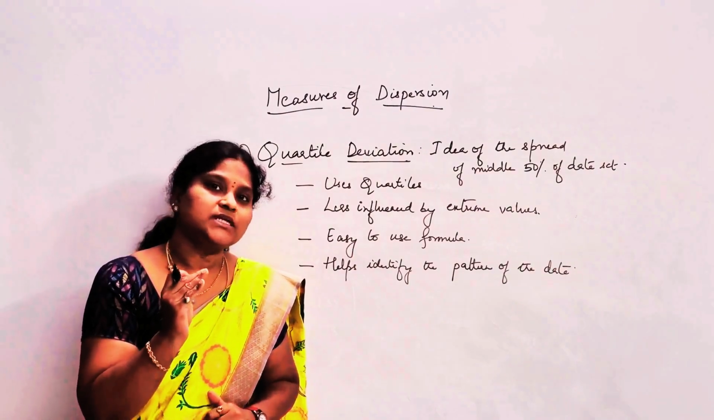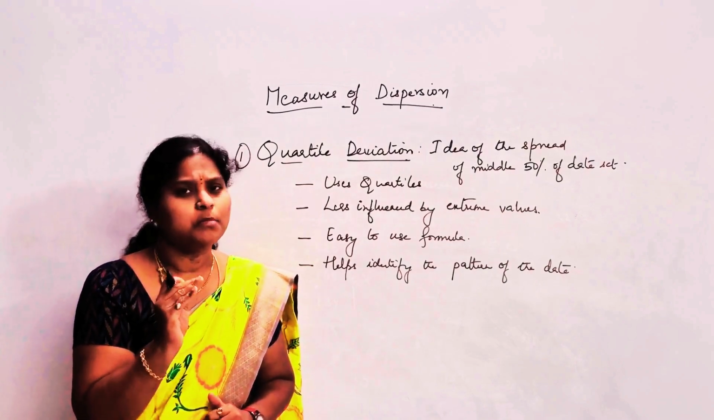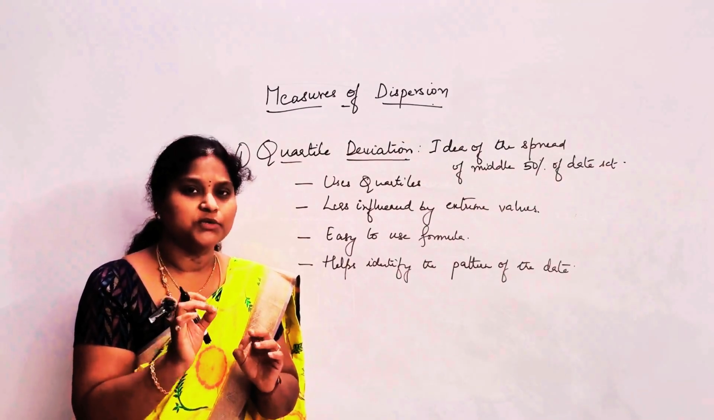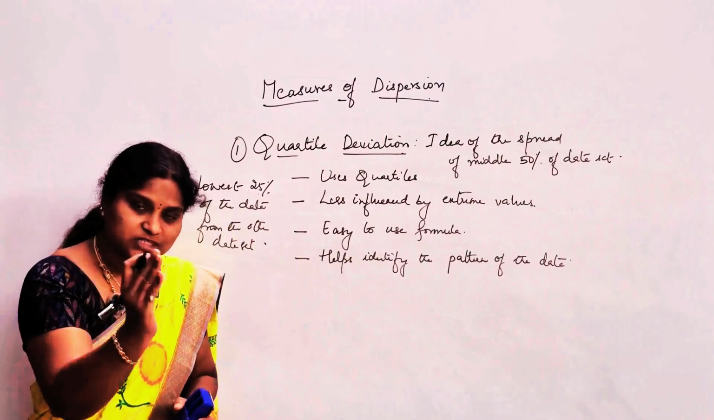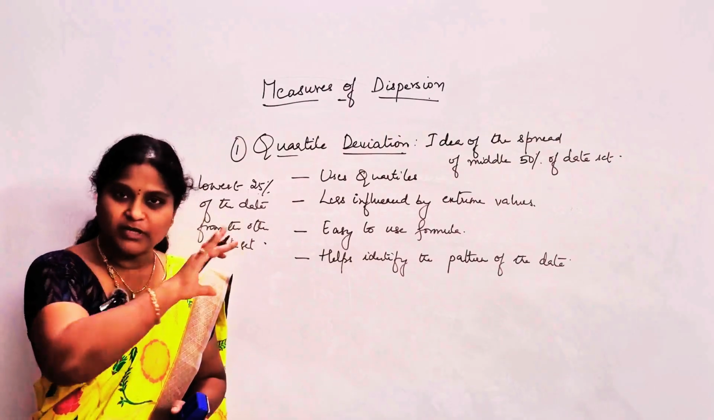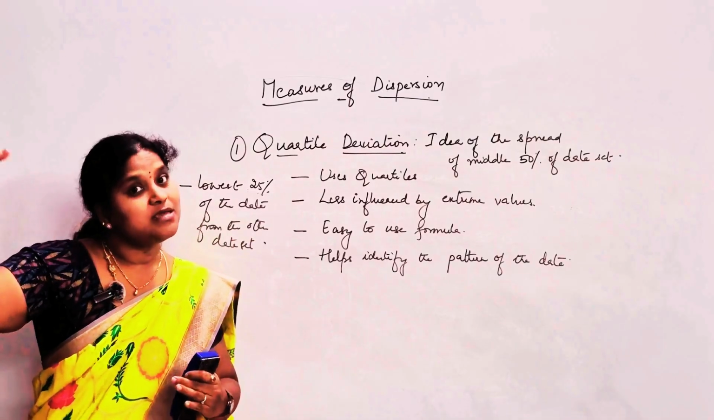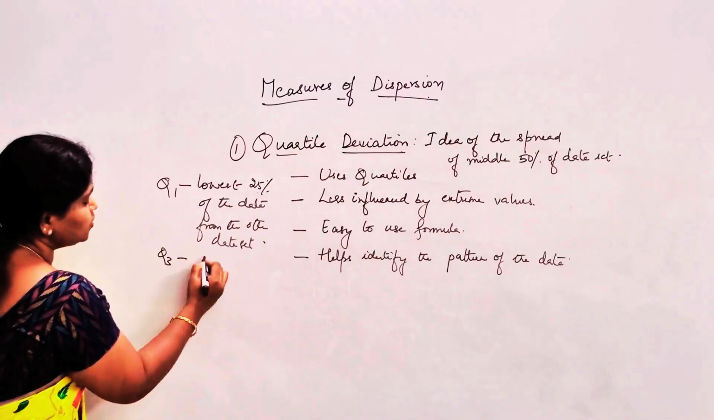The name itself tells that this measure can be found out using the quartiles. But what are quartiles? We generally have two quartiles, Q1 and Q3. Q1 separates the least 25% of the data from the remaining data set, and similarly Q3 separates the highest 25% of the data from the remaining data set.